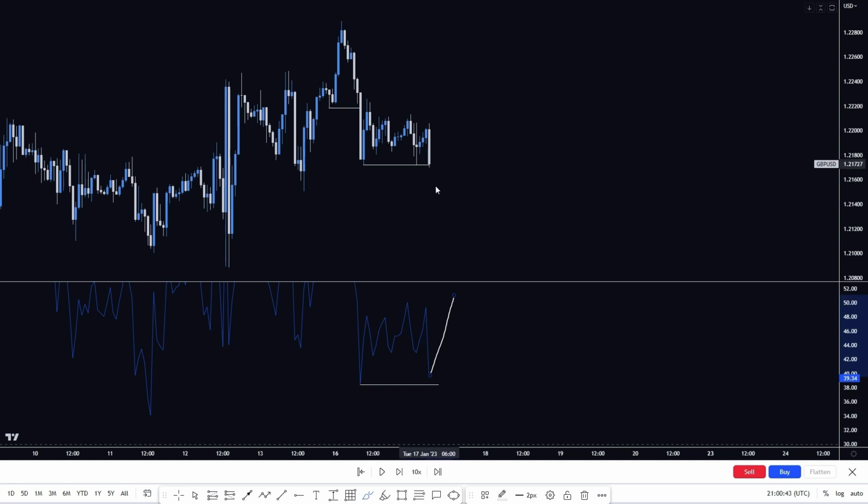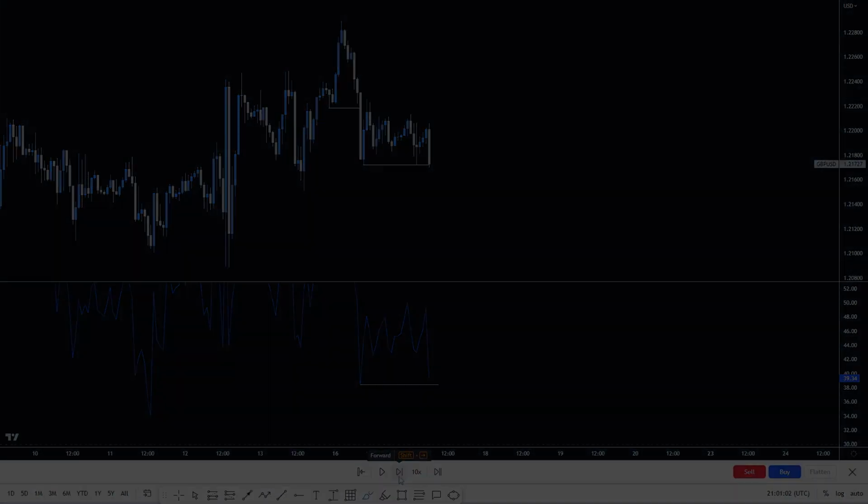Now, if this happens, we've got a clear sign of divergence, and that is when I'm going to be looking to get involved in this area for potential long trades, because it's indicating to me that the momentum to the downside is starting to run out, and it could be showing us early signs of reversal. So let's start playing out some candles and actually see what happens next.